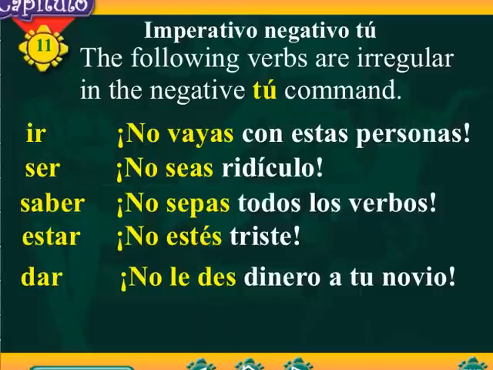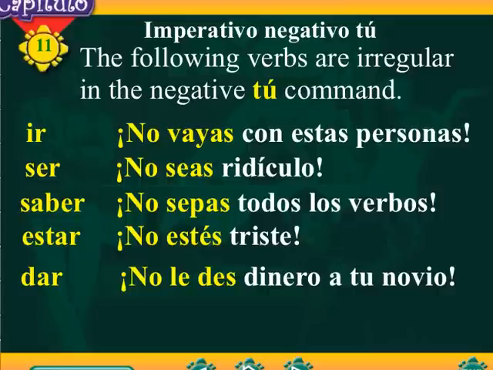Now, if you remember the three-step process that we learned in the beginning of this video, you go to the yo form of the present tense, you drop the O, add the vowel opposite the conjugation. So AR verbs take ES, ER, and IR verbs take AS.